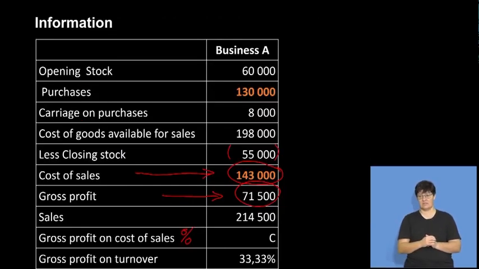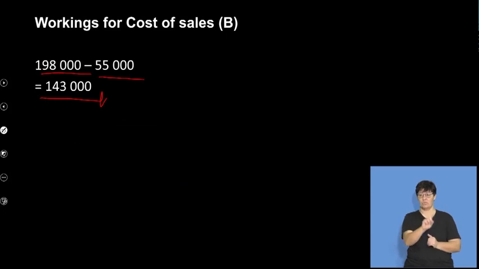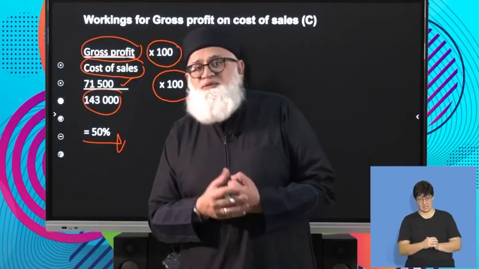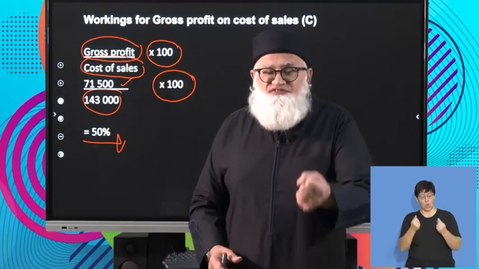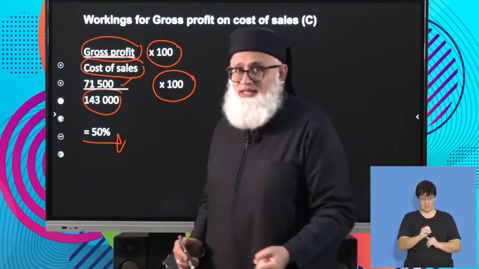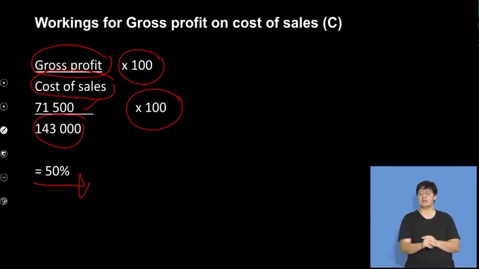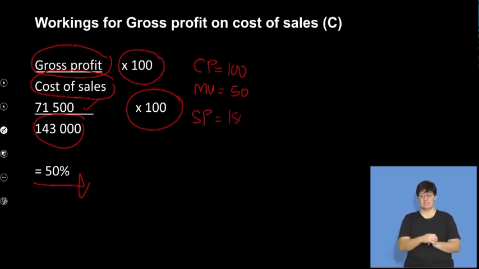Right? So, if I look at this here now, I can see that I took my gross profit over my cost of sales times 100 over 1, and there I got my answer of 50%. So in other words, this business is marking up its goods by 50% on cost. In other words, remember the table that you always draw up? I've always asked you to draw up this table. What is this table here? It will look like the following. Cost price is equal to 100. Your markup is equal to 50. Therefore, your selling price is equal to 150.